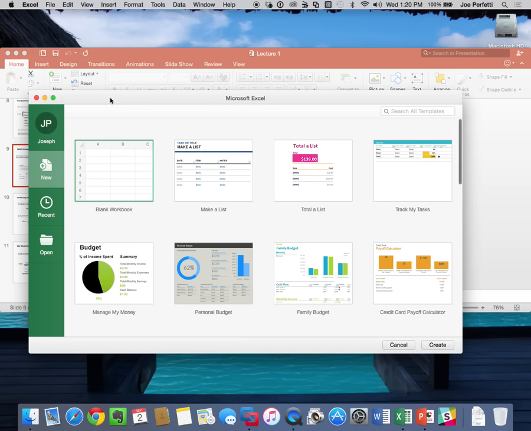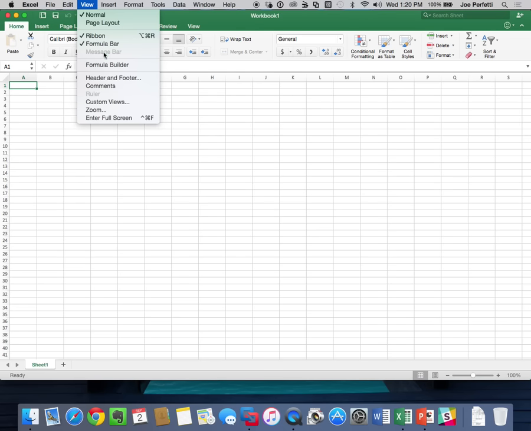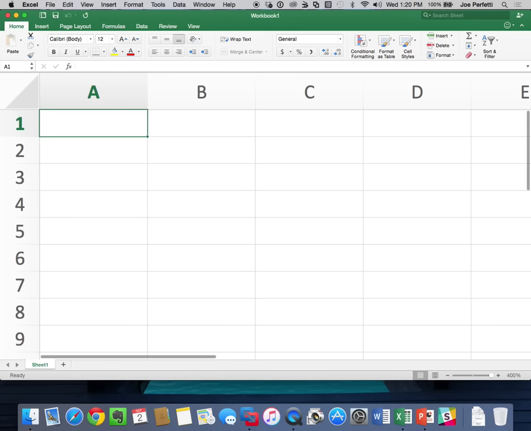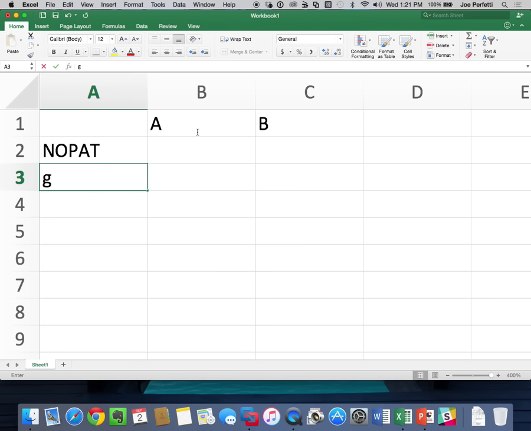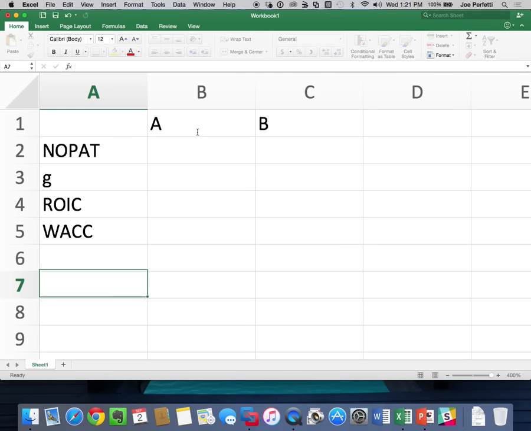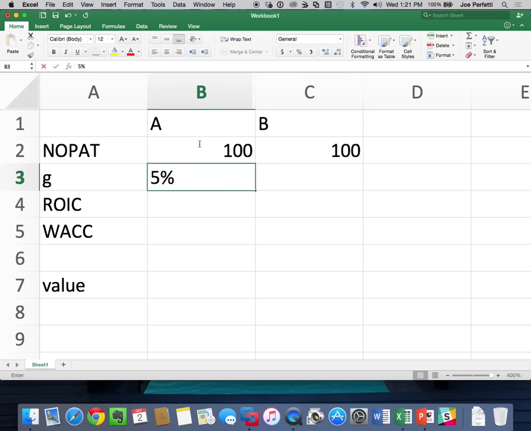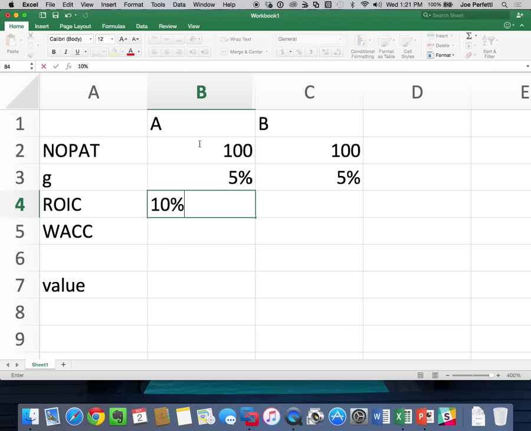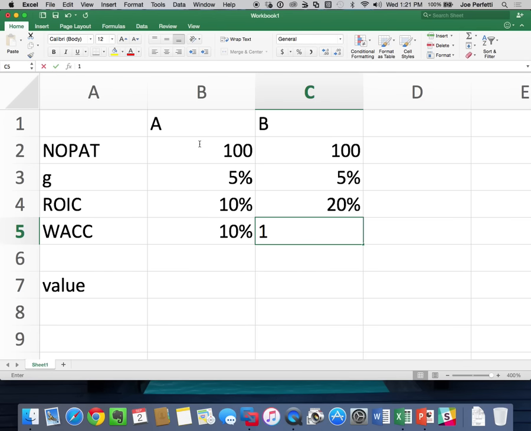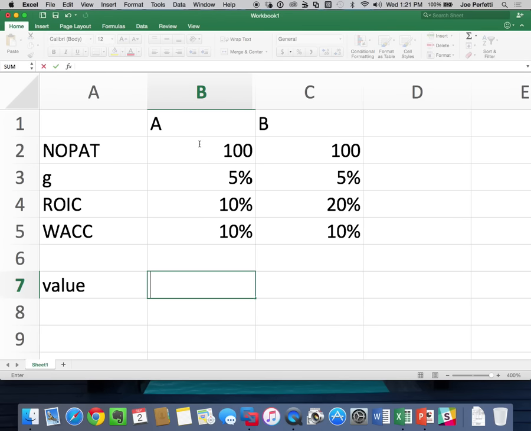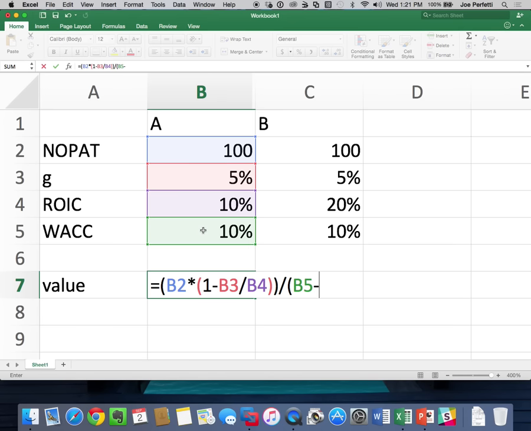Open up Excel. View, zoom, 400%. A, B, NOPAT, G, ROIC, WACC, value. 100, 100, 5, 5, 10, 20, 10, 10. Formula equals NOPAT times (1 minus G divided by ROIC), divided by (WACC minus G).